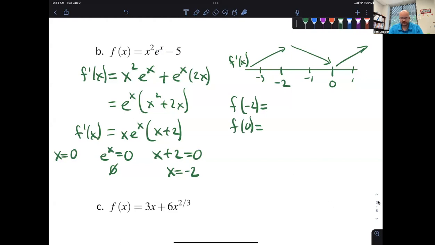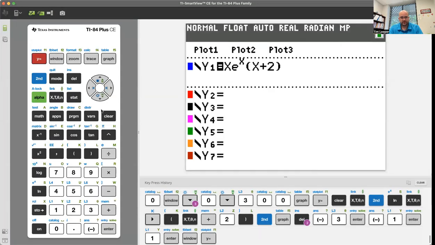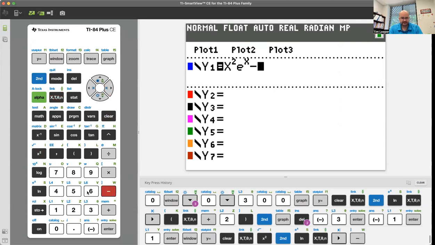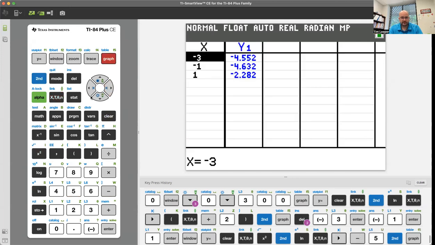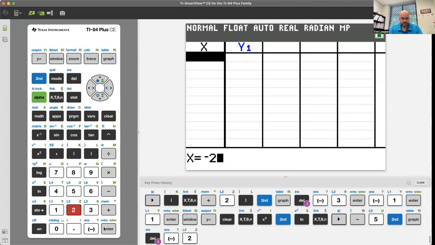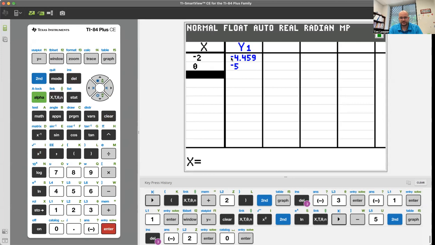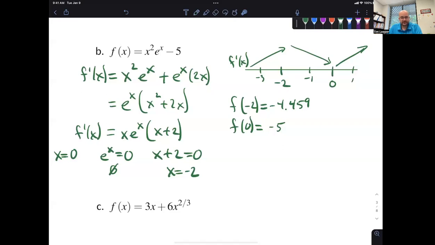So just to see what those would be, let's go to the calculator. On y1, I'm going to type in the original function, which is x squared e to the x minus 5 there. And then for our points, they were negative 2 and 0. So at negative 2, it was negative 4.459. And at 0, it was negative 5. Good deal. So notice that negative 2 is a relative maximum. 0 is a relative minimum.